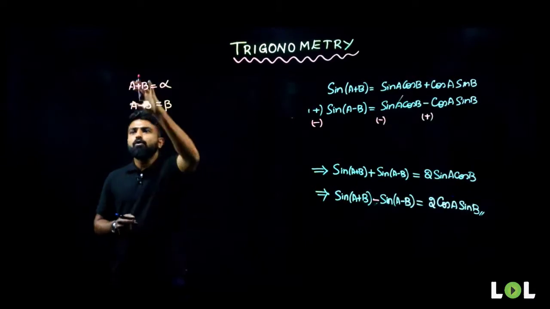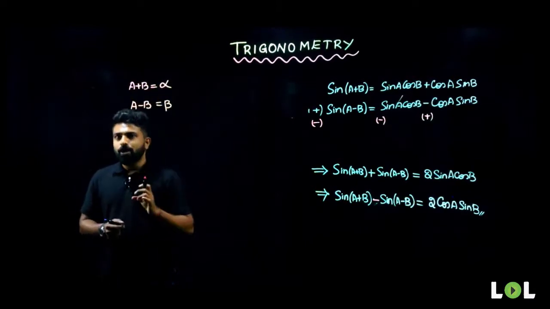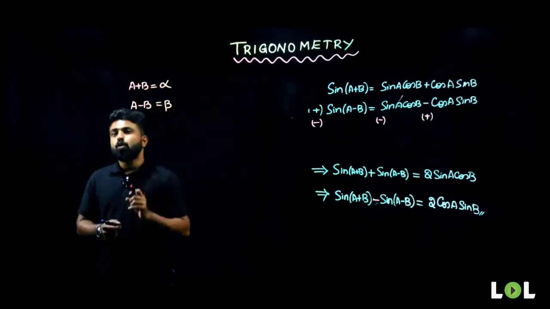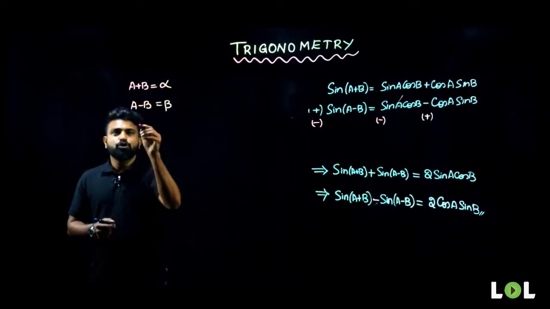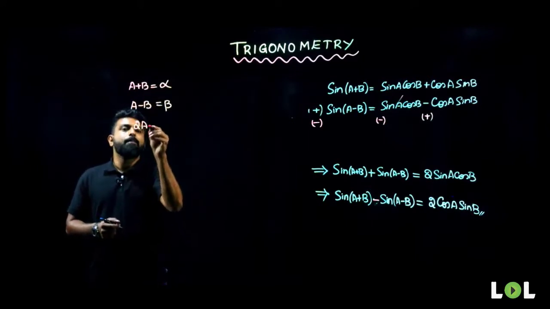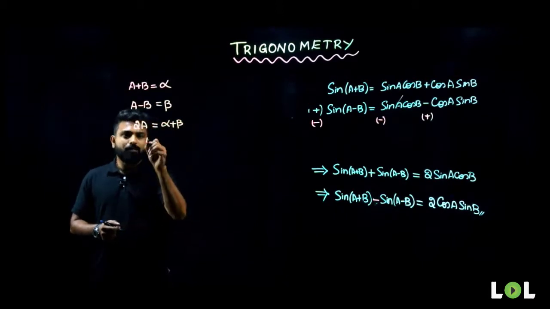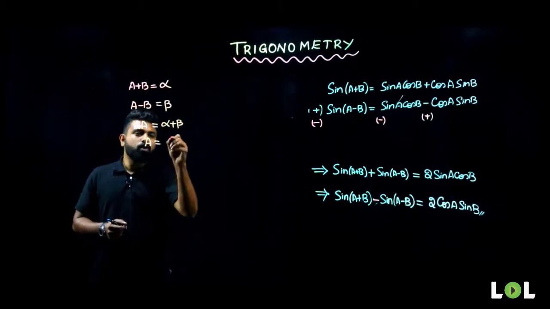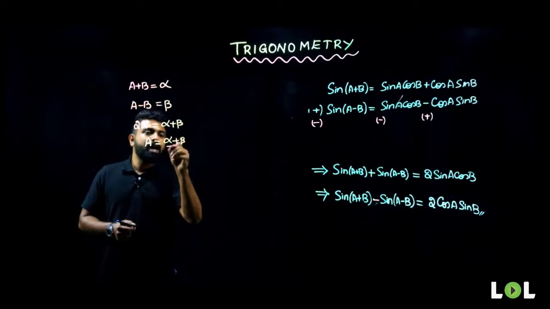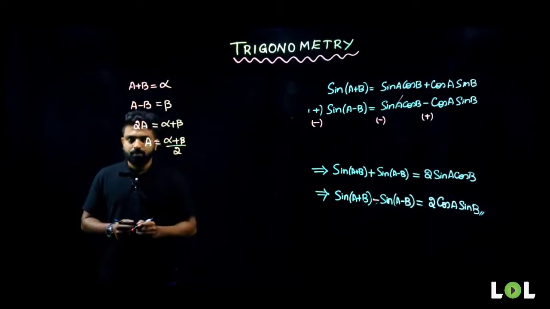Now what will be the value for A here? How to get the value for A? If I add these two, what will I be left out with? I'll be getting 2A, that will be equal to alpha plus beta. Then what will be the value of A? A will be equal to alpha plus beta divided by 2.